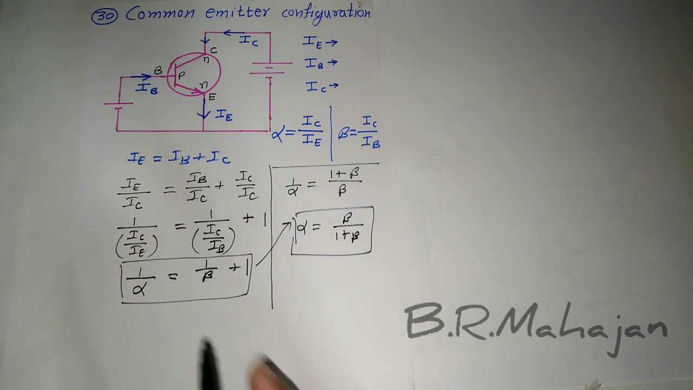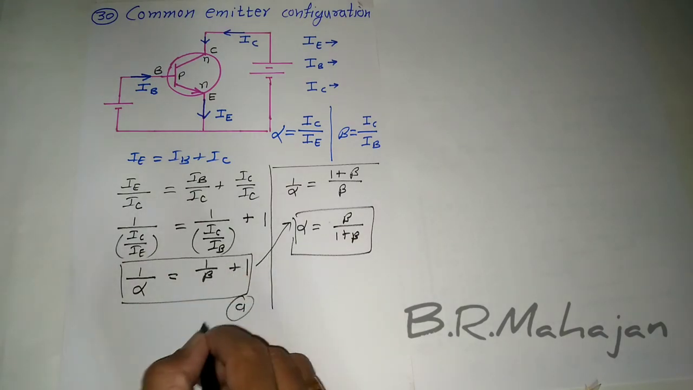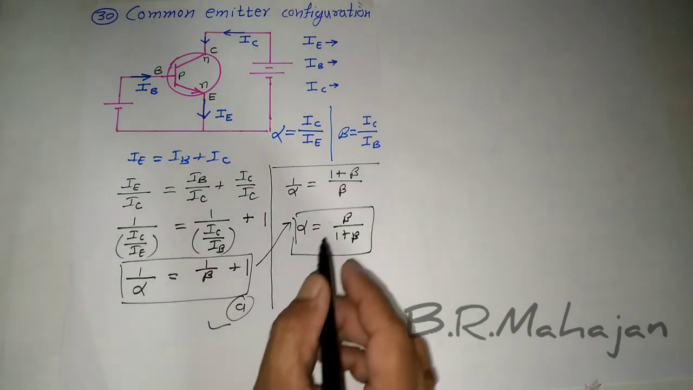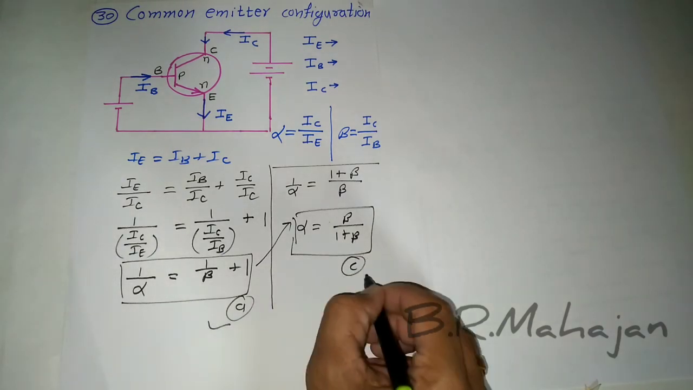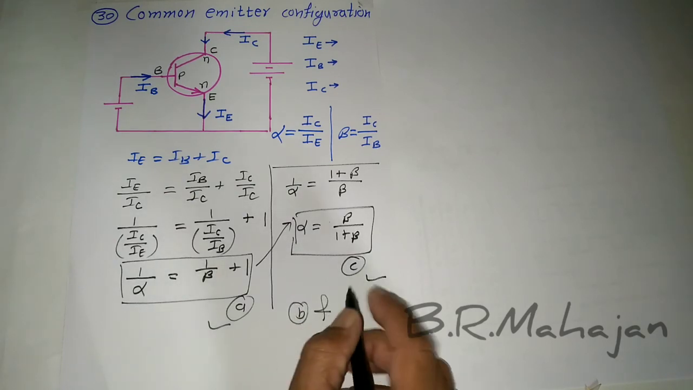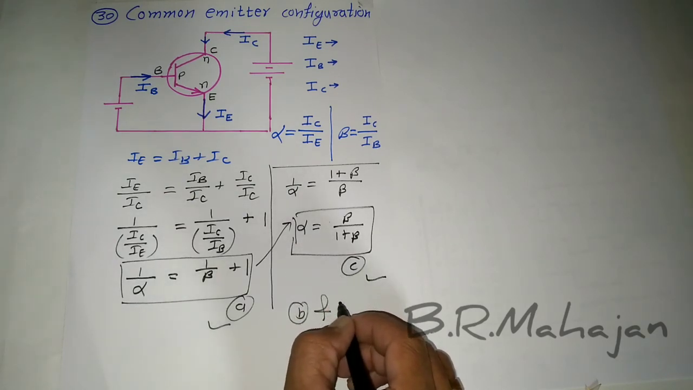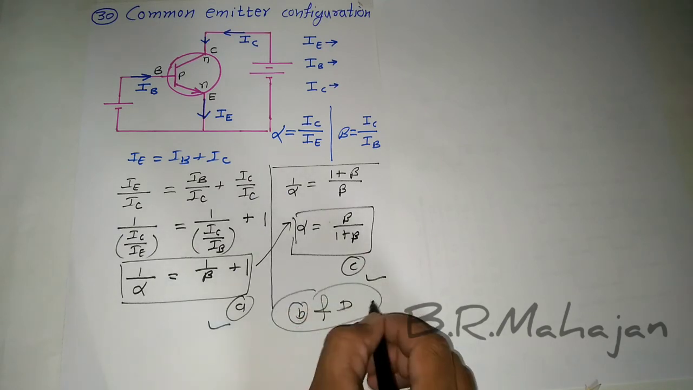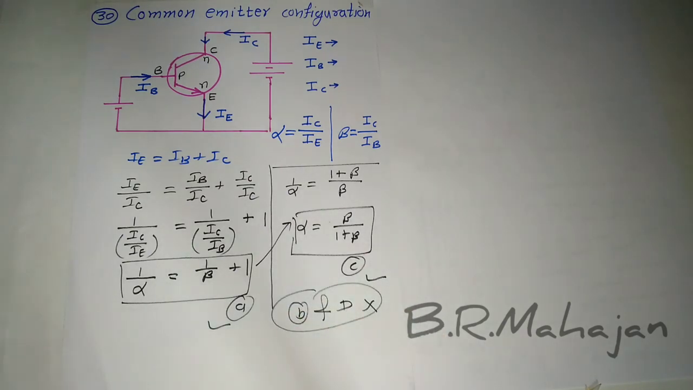So what can I say? Option A is correct. Option C is also correct. But option B and option D, both of these are incorrect options. So in this way you can solve that question. I hope you understood. Thank you.